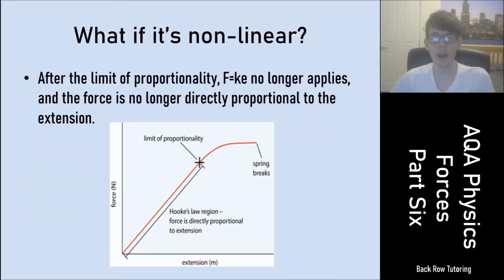But what if it's non-linear? Well, after the limit of proportionality, F equals kx no longer applies, and the force is no longer directly proportional to the extension. So as you can see by this graph here, we'll have a straight line, and that's labelled Hooke's law region. The force is directly proportional to the extension. After the limit of proportionality, you can see that even when a force is applied, the spring doesn't extend anymore, and that is said to be beyond the limit of proportionality.